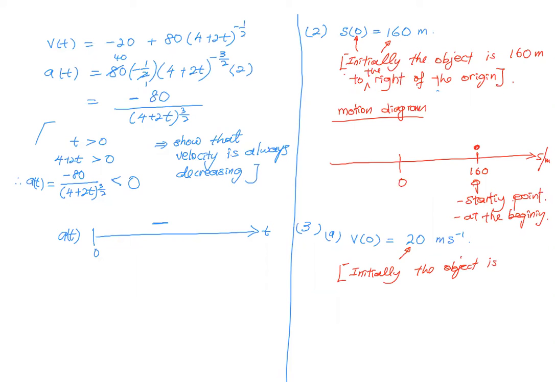When you see velocity, class, you straight away think of moving, because velocity makes something move, correct? Initially, the object is moving to the right, good, with the speed of 20 meter per second. It is moving to the right because it's positive, correct?